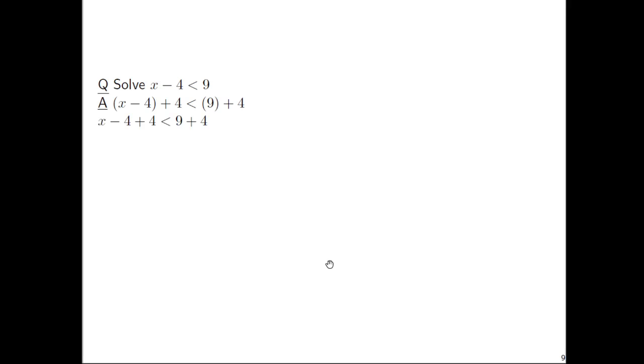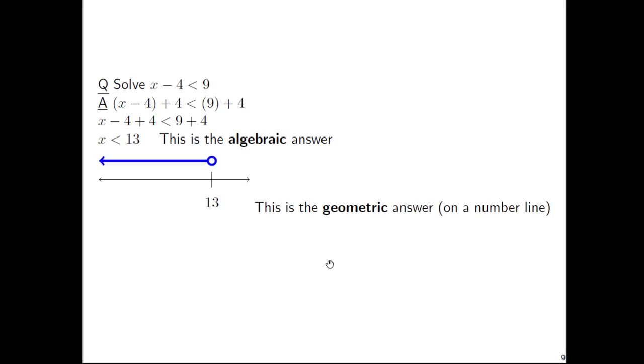We can drop parentheses in this case. We'll have x minus 4 plus 4 is less than 9 plus 4. And if we simplify each side, we'll have now x is less than 13. Now, this is what's called the algebraic answer. We can also show a picture on a number line.